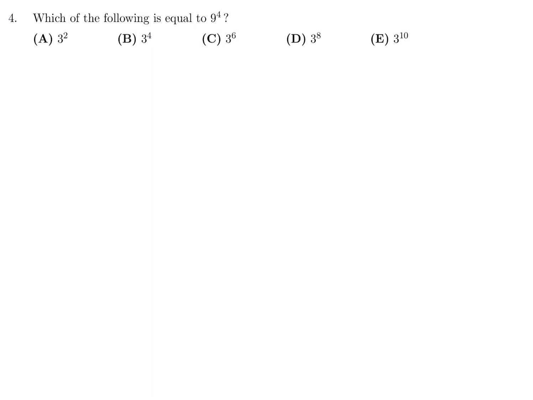Which of the following is equal to 9 to the power of 4? Well, 9 is 3 to the power of 2, so that is all going to be to the power of 4. And then you will multiply exponents, so it becomes 3 to the power of 8. So number 4, the answer is D.